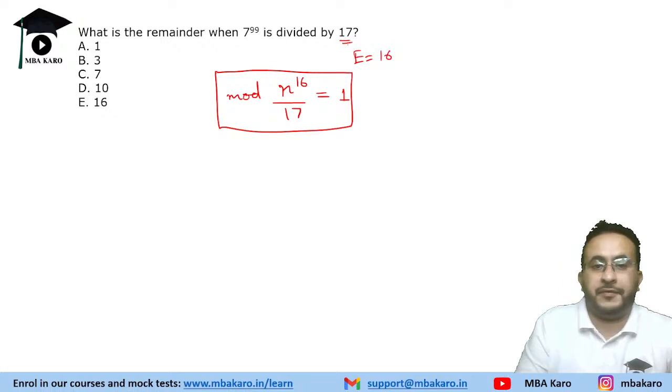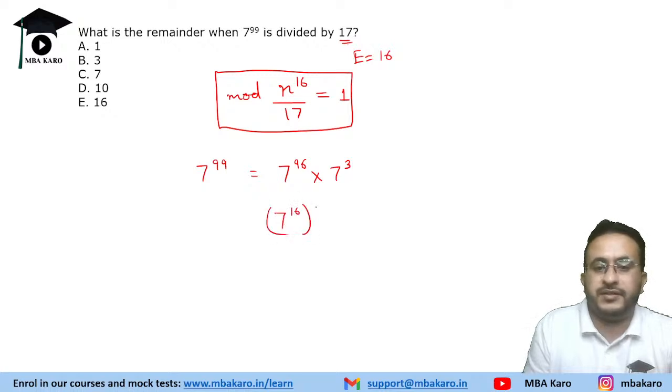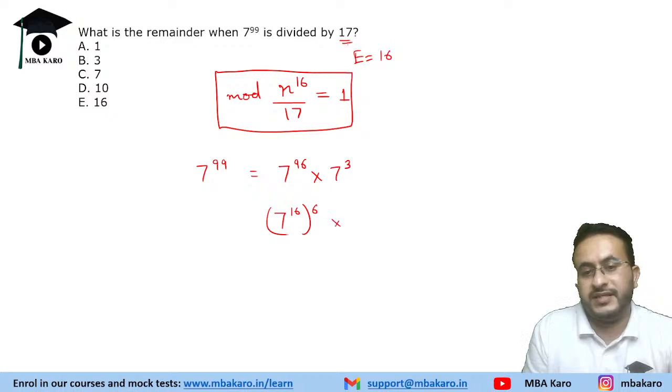Okay. Now we have 7 to the power 99. It can be written as 7 to the power 96 into 7 to the power 3. Now 7 to the power 96 can be written as 7 to the power 16 to the power 6, and 7 to the power 3.